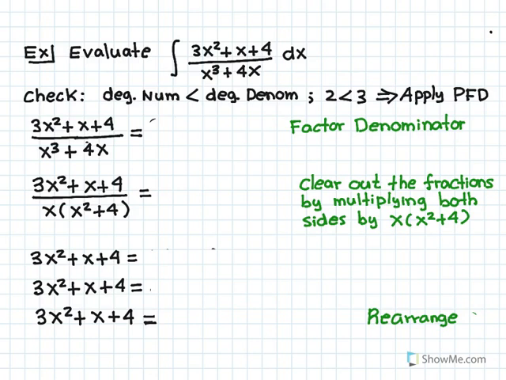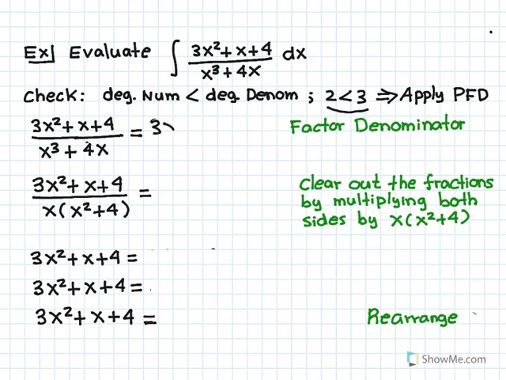Here we have the integral of 3x squared plus x plus 4 divided by x cubed plus 4x, integrate with respect to x. The first thing we check for is that the degree of the numerator is going to be 2 because in 3x squared plus x plus 4, the leading term is 3x squared. The denominator is x cubed plus 4x. The degree of the denominator is 3 because x cubed is degree 3. And 2 is less than 3, so we can apply the partial fraction decomposition. No, the first thing we should do is factorize the denominator.